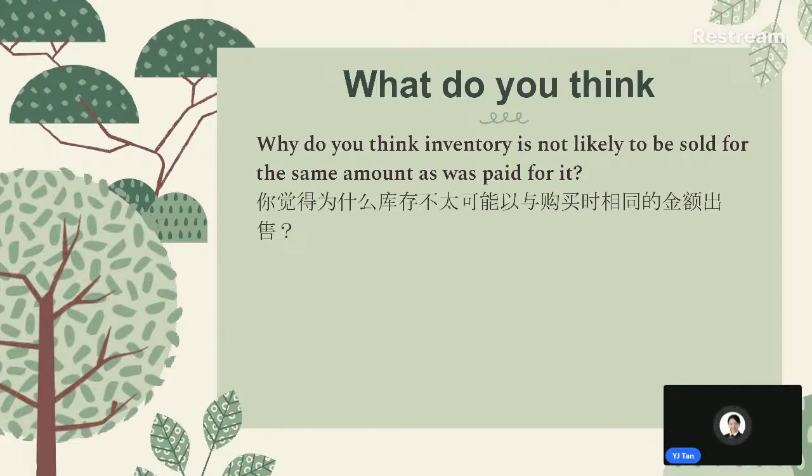All right, why do you think the inventory is not likely to be sold at the same amount as was paid? This is something we can discuss, because normally in business we want to make profit, so the selling price is normally higher than the purchase price.